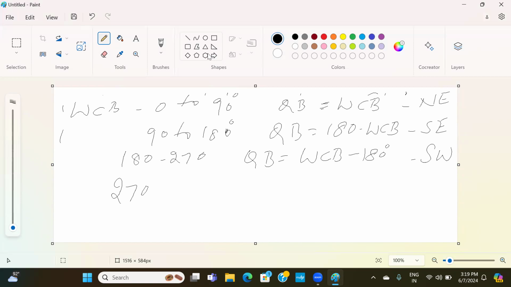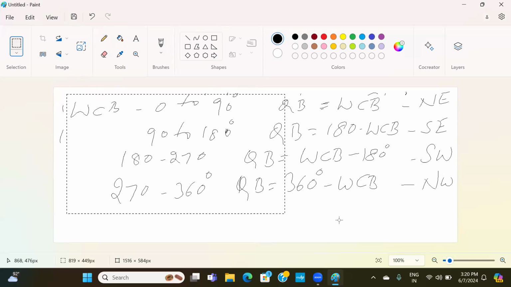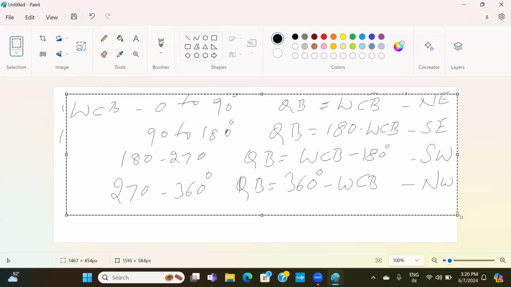If the angle is between 270 to 360 degrees, then the quadrantal bearing is equal to 360 minus whole circle bearing. The direction will be towards northwest. So this is how we can convert bearings from one system to the other. I hope you have understood what is meant by quadrantal bearing and whole circle bearing and also the conversion.